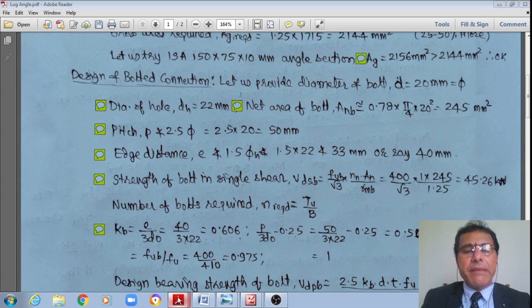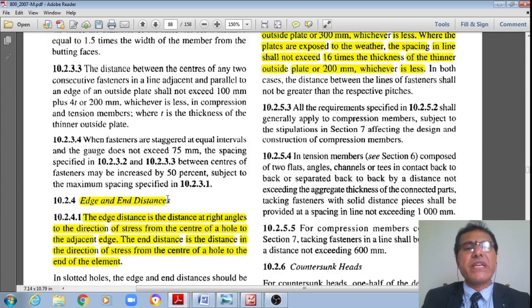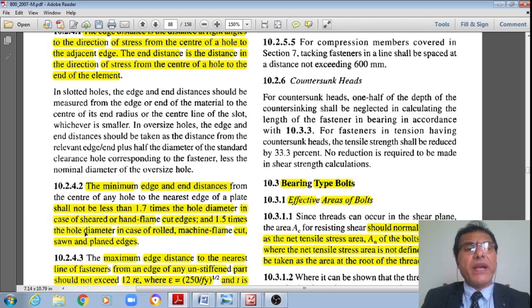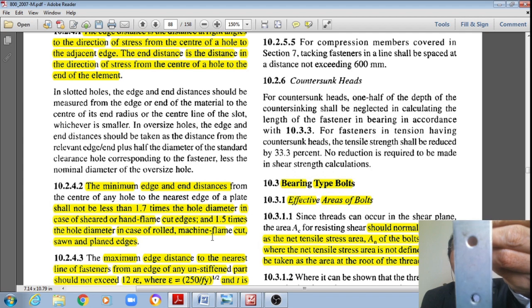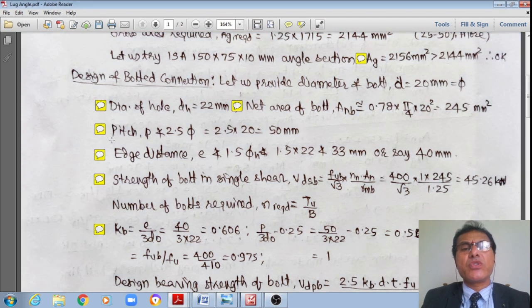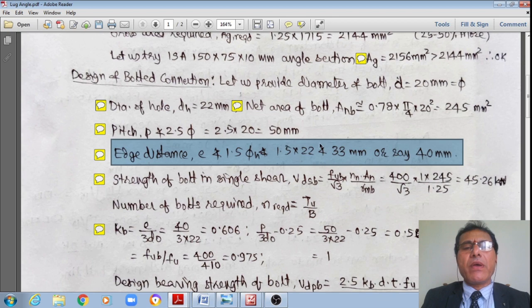From the same page, the next Codal specification says that the end distance shall not be less than 1.5 times the hole diameter in case of rolled, machine flame cut, sawn or planed edges. Generally we use punching machines to make these holes, so it is machine flame cut or sawn. Therefore 1.5 multiplied by the hole diameter. The hole diameter is 22, so the edge distance should not be less than 1.5 multiplied by 22, which is 33. Therefore, say 40 mm.